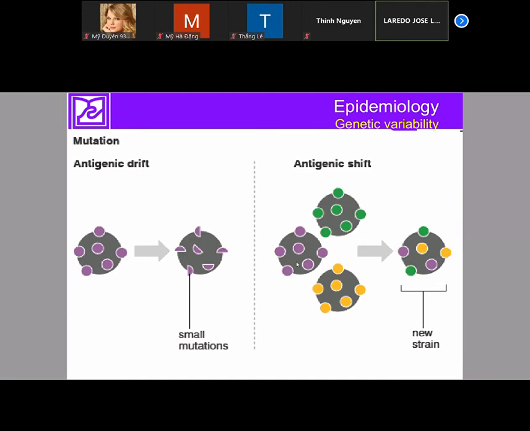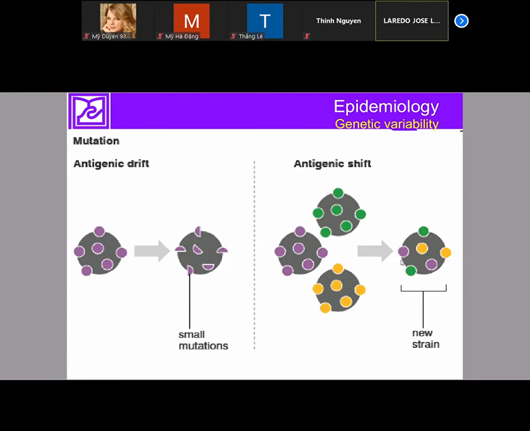So in this example, when three different influenza A viruses infect the same host cell, the segments of these three influenza A viruses may be reassorted and create a new strain. This is an antigenic shift. So this new strain is totally different to the original strains.